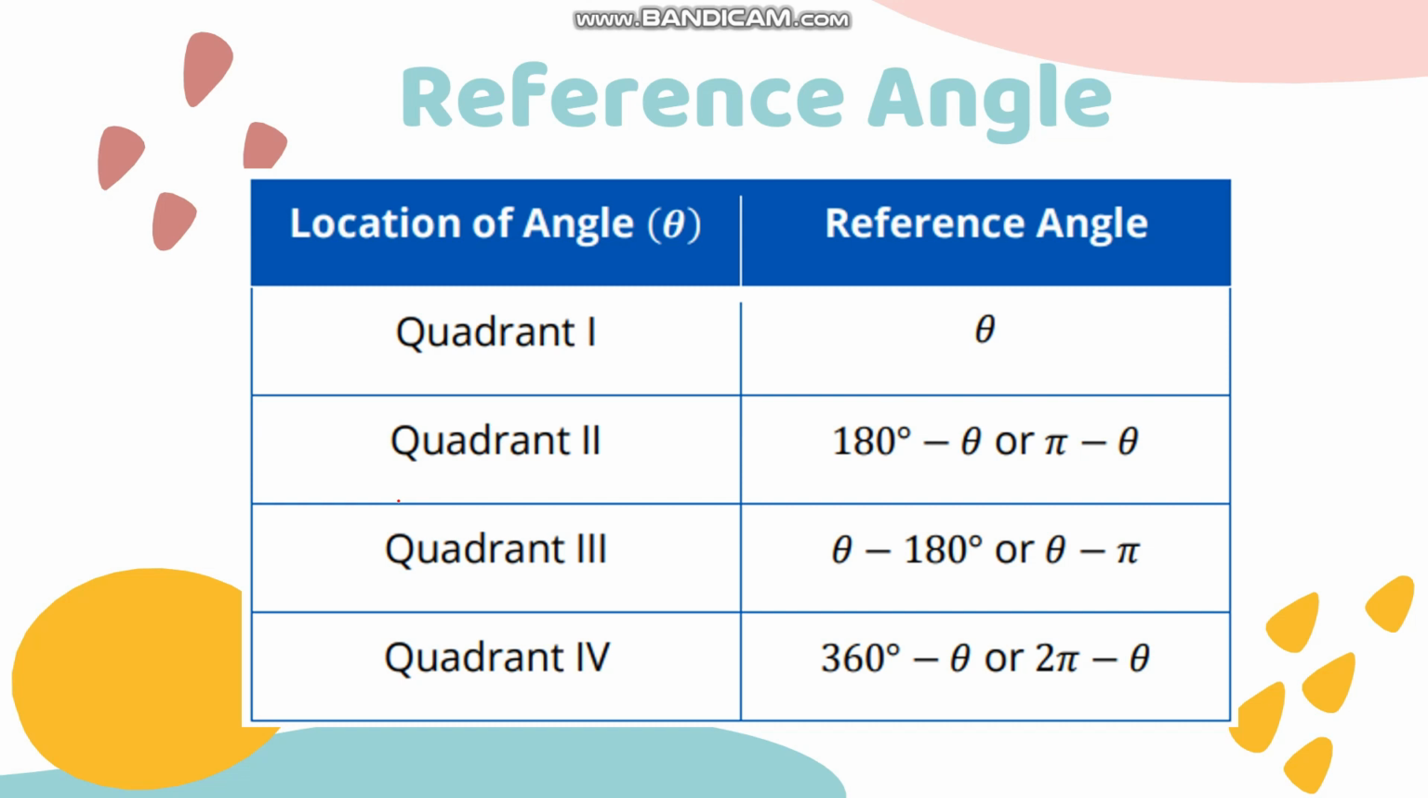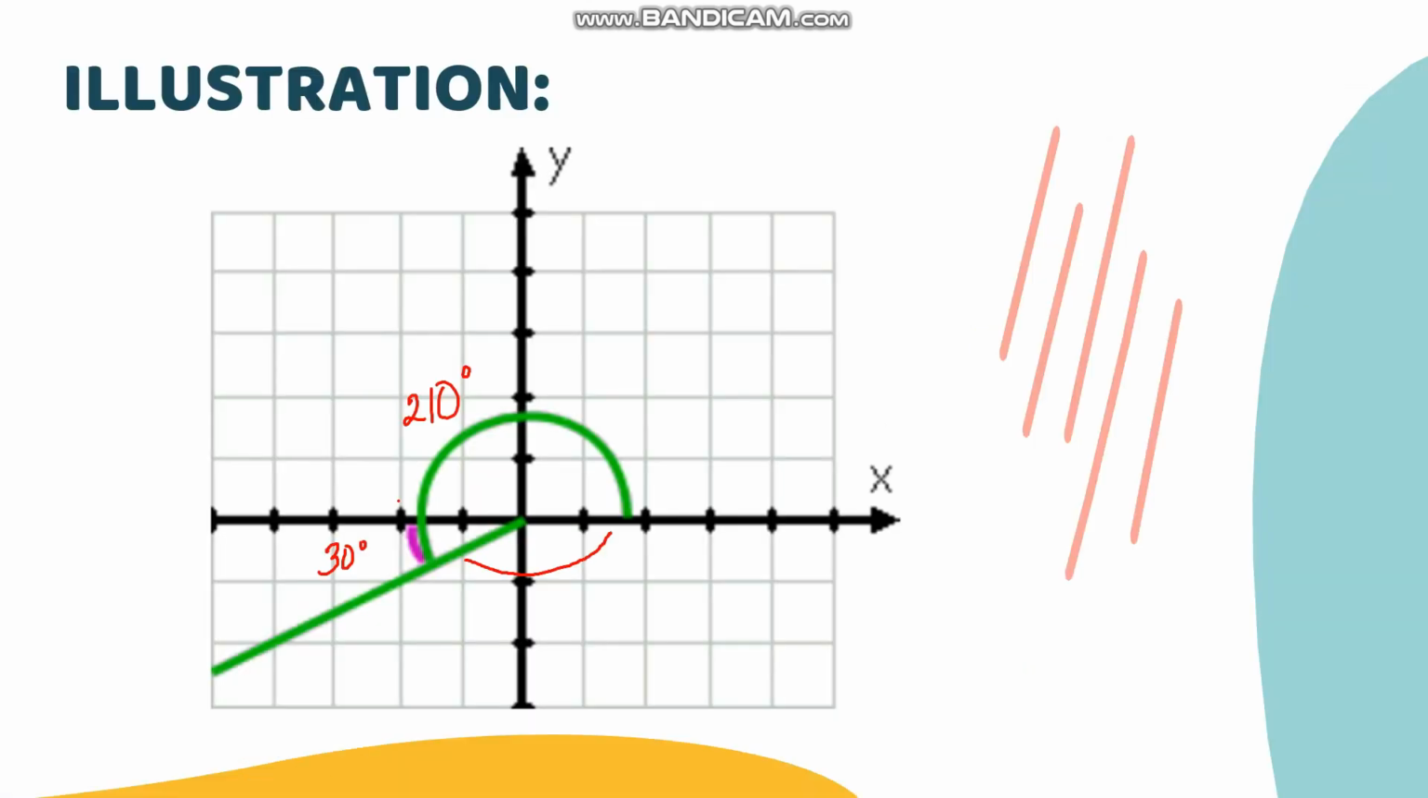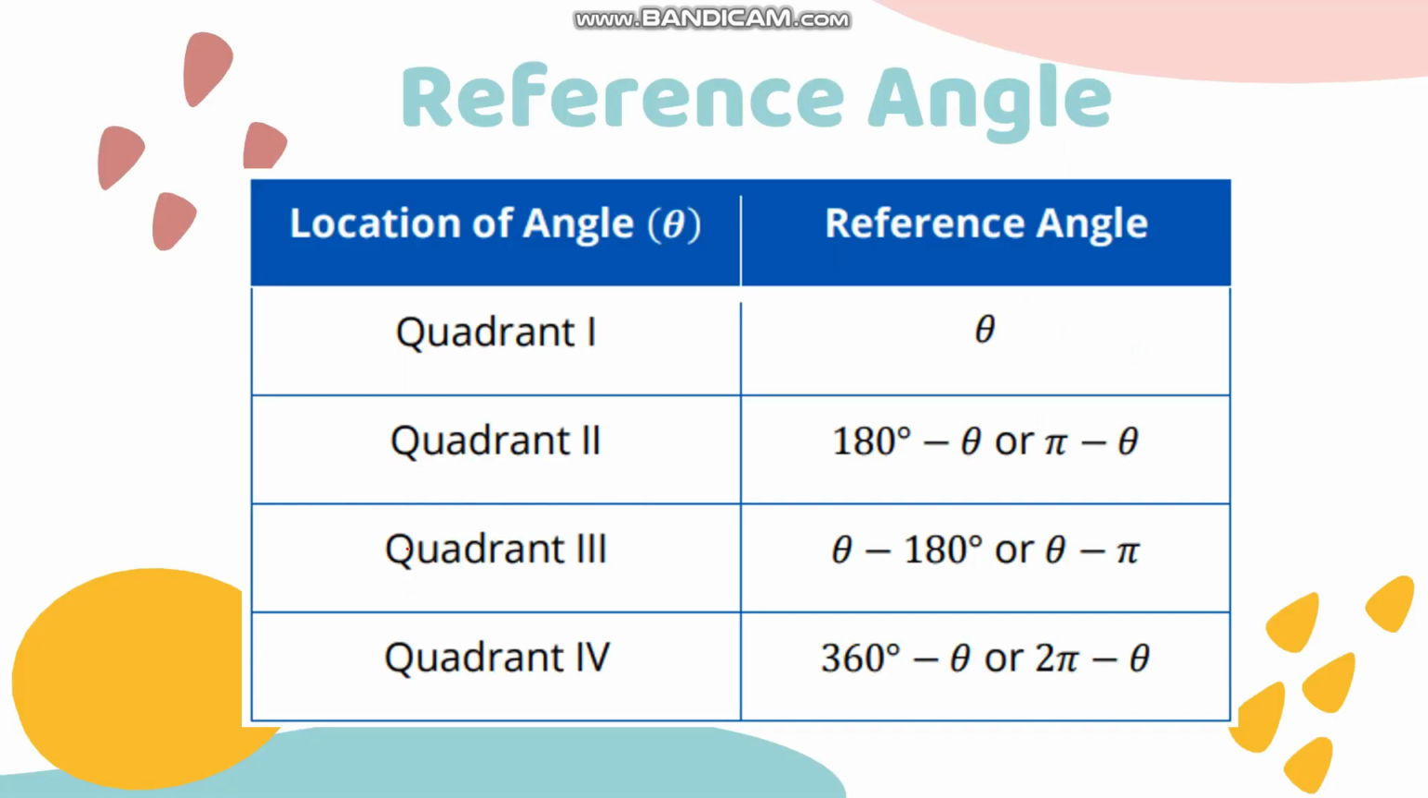Like what we did with the third example, 210 degrees is already in the third quadrant, and to get this angle right here, which is the smallest acute angle that we can form using the terminal side and the x-axis, what we did is just subtract 180 from the given theta. Because this one is already 180, we just have to get the remaining. That is how you will get the reference angle if the terminal side of the angle is in the third quadrant.